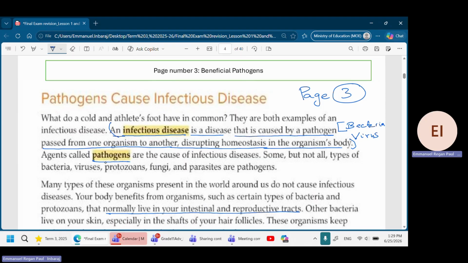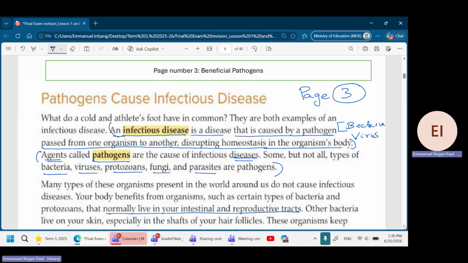Now let's look at the definition of pathogens. Pathogens are the agents that cause diseases. They are bacteria, viruses, protozoans, fungi, and parasites. All these are called pathogens. So we have finished 2 definitions now: one is infectious disease and another is pathogen. Pathogens are agents that cause diseases, and they are bacteria, viruses, protozoans, fungi, and parasites.